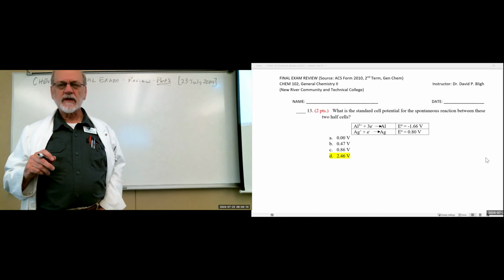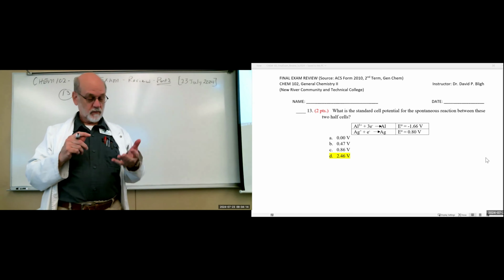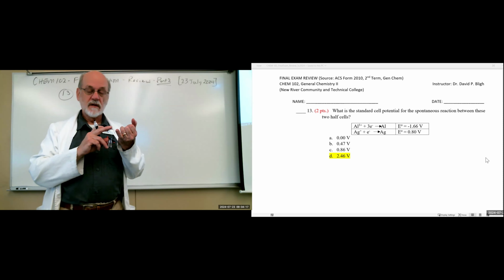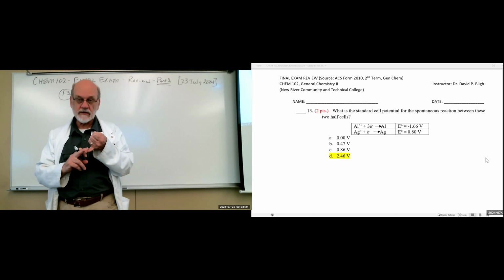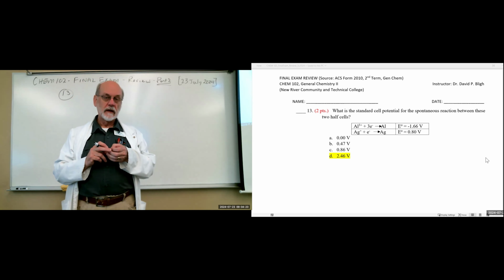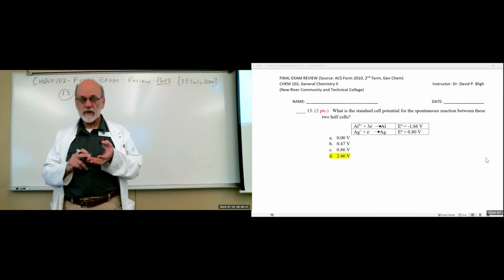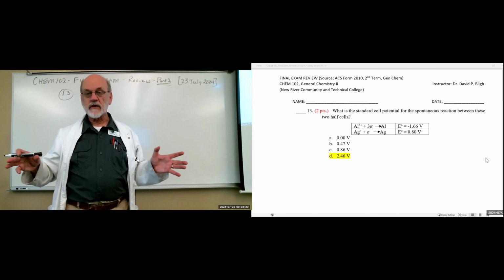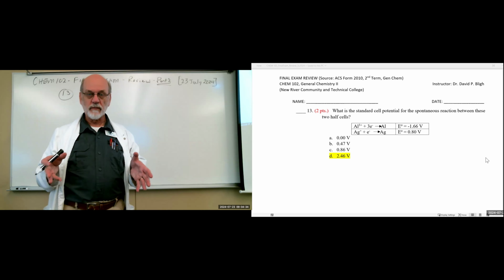What's the standard cell potential for the spontaneous reaction between these two half cells? We're told two important facts here. This reaction is spontaneous, which means we need a voltage that is positive. We're also told that it's a standard cell potential, which means it doesn't matter what the concentrations are. The standard is, by definition, 1 molar.